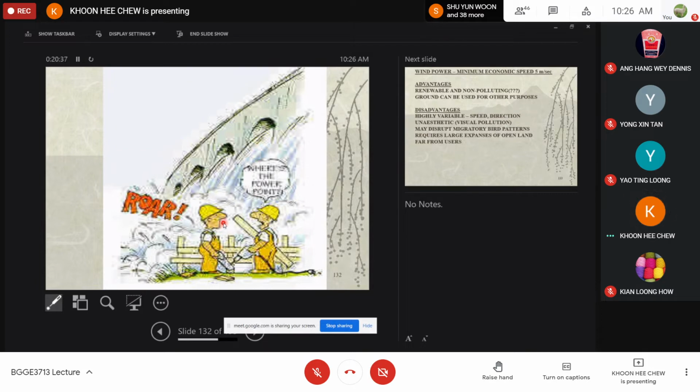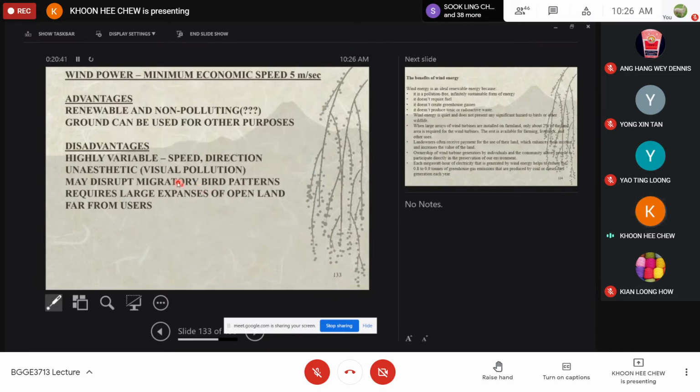Okay, the next energy that we are looking at will be wind power. Wind energy has a minimum economic speed of 5 meters per second, but now with the new technology, it can go to 2 meters per second. As long as your wind speed is 2 meters per second, then you can harness the wind energy.